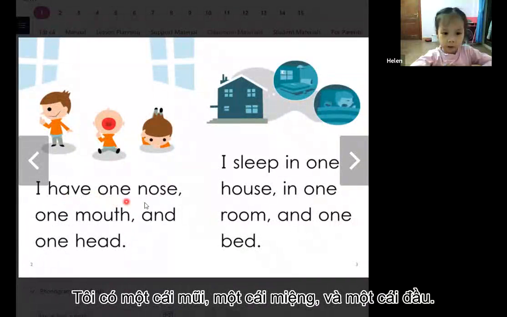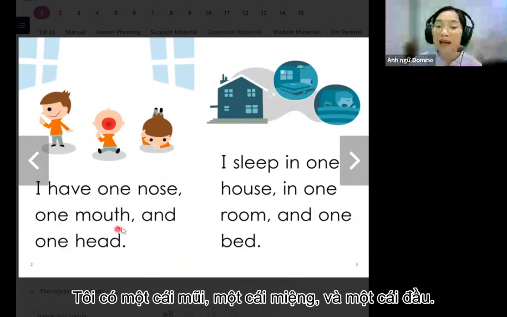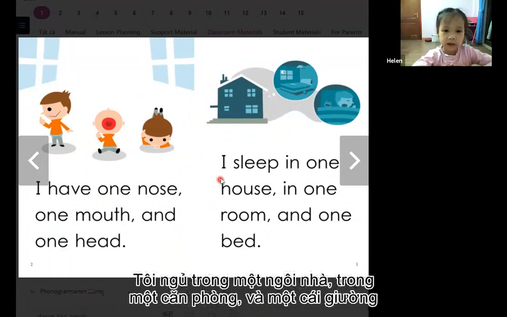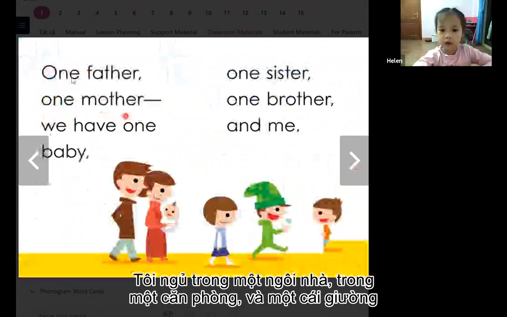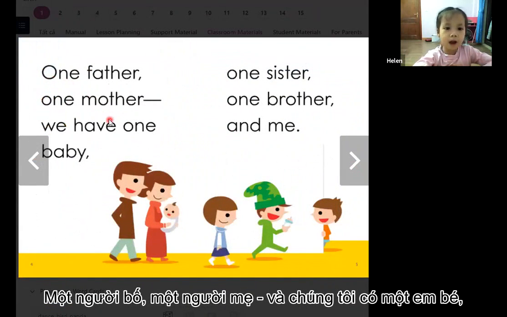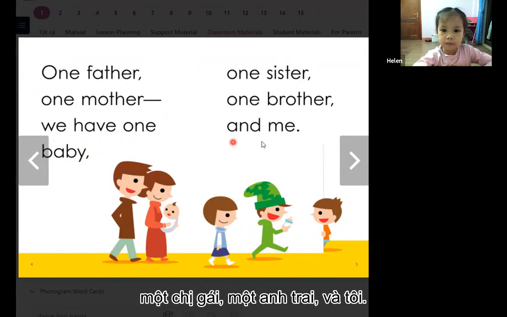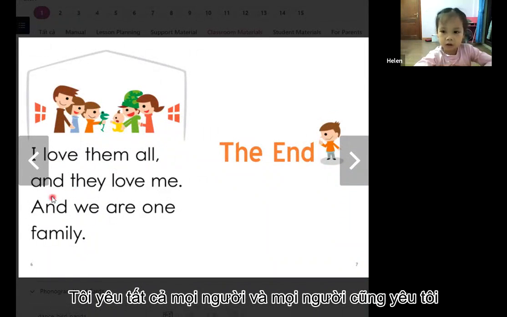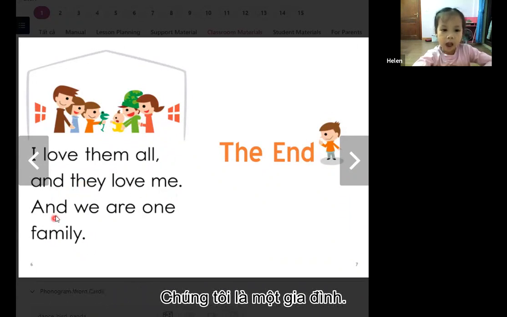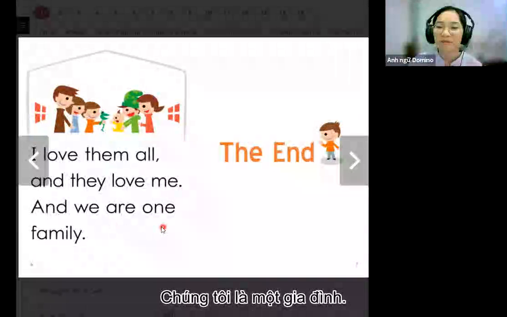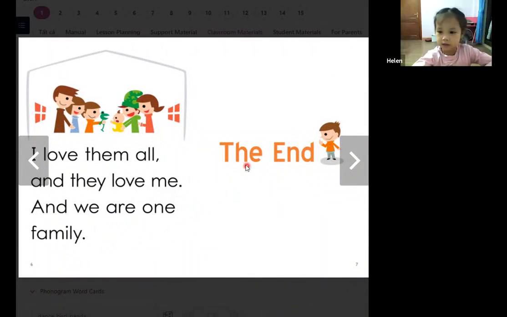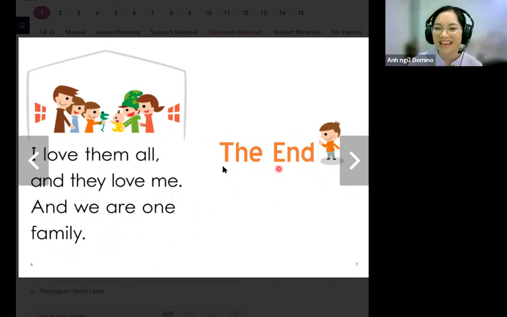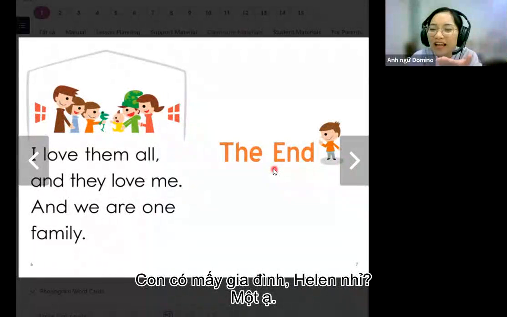I have one mouth. One mouth. And one head. I sleep in one room. And one in bed. One room and one bed. One father, one mother. We have one baby, one sister, one brother, and me. I love. I have one family. And we are one family. One. The end.